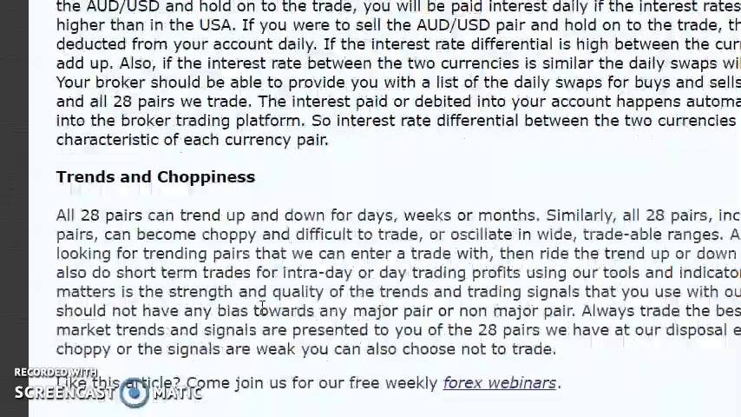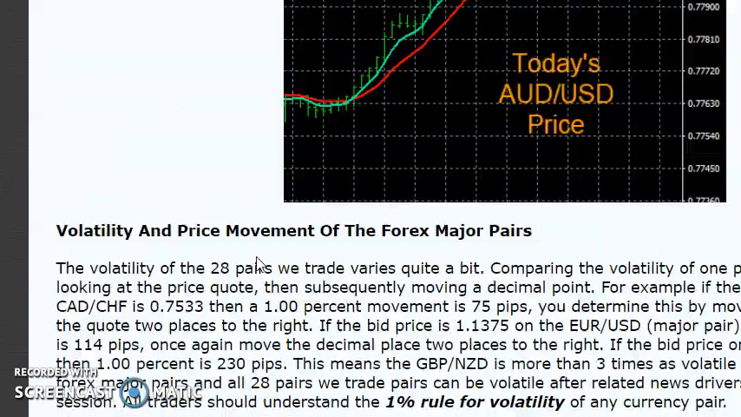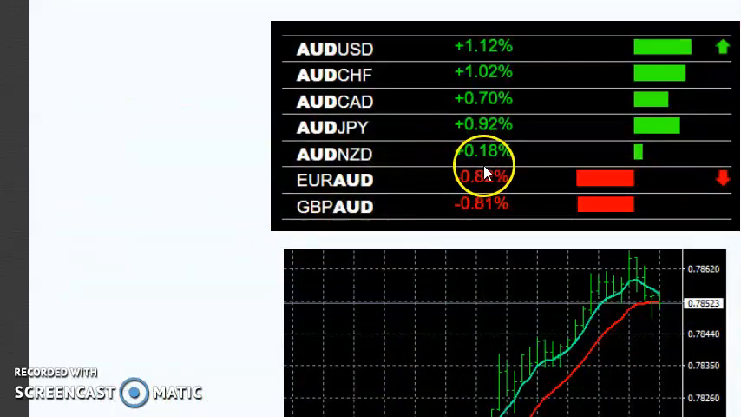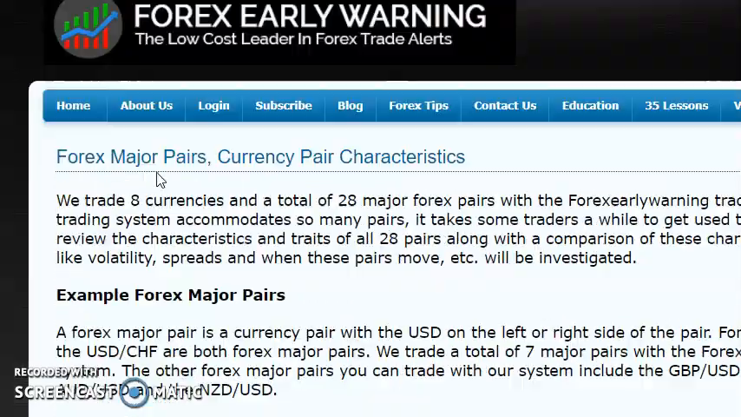So remember, all 28 pairs, including the major pairs, can trend. This opens up a wide range of possibilities. You can now trade 28 pairs. You know the volatility of the pairs. You know the spreads. You know the payout. You know why currency pairs move. And you have some simple, easy to understand signaling systems to get you trading across the major pairs and the currency pair characteristics that we've covered.